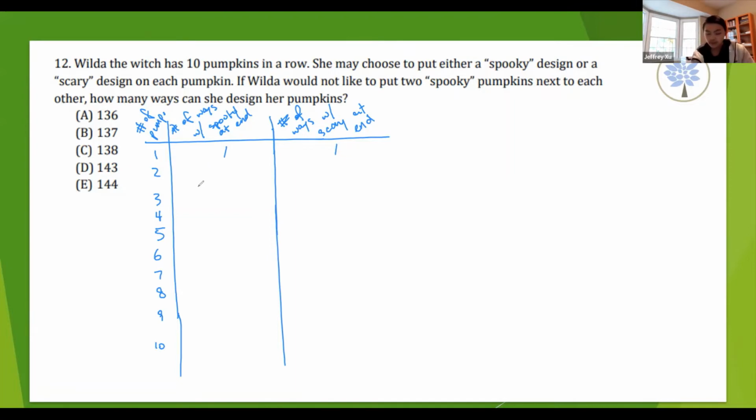So for the second pumpkin, if the first pumpkin was scary, then the next pumpkin can be anything. And if the first pumpkin was spooky, then the next one has to be scary. So the number of ways with a spooky pumpkin at the end is just the number of ways with a scary pumpkin at the end in the row above it. And for a scary pumpkin at the end, it's both of them.